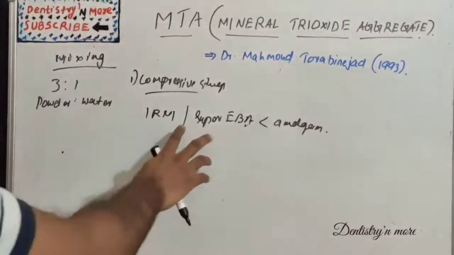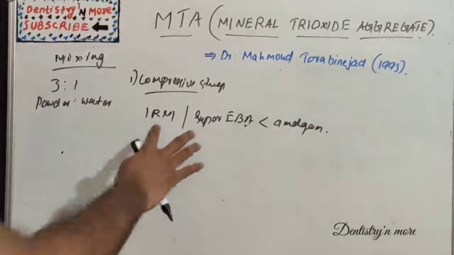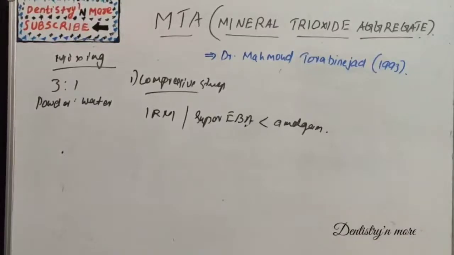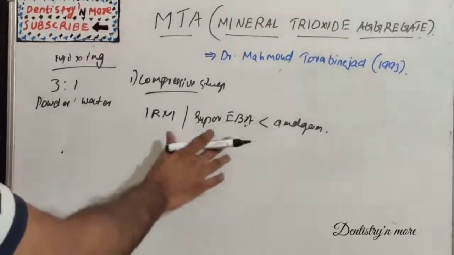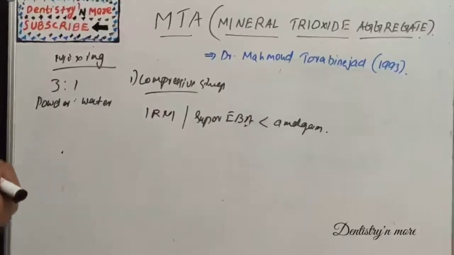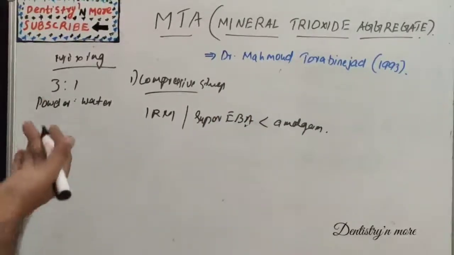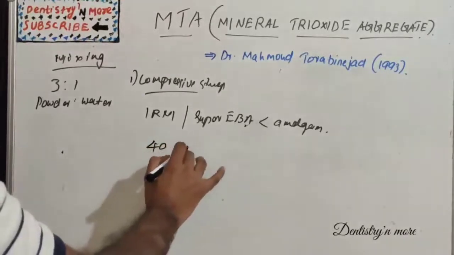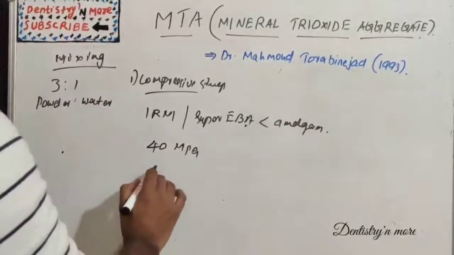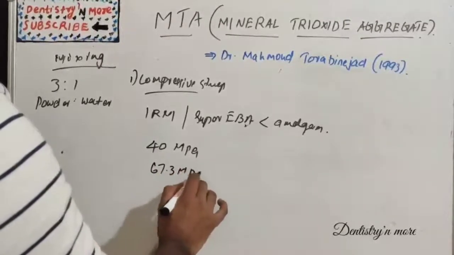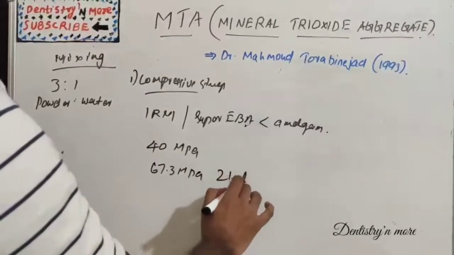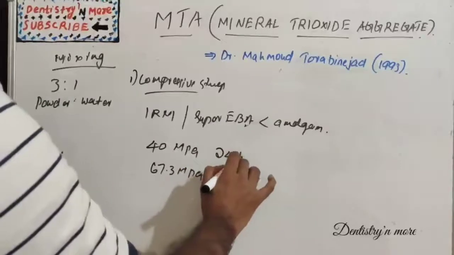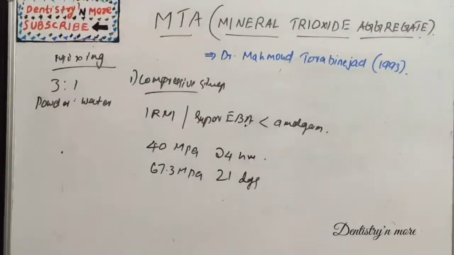This IRM and super EBA are restorative materials, especially root end restorative materials, retrograde filling materials. So the compressive strength is equal to IRM and super EBA but less than amalgam. The compressive strength of MTA within 24 hours of mixing was about 40 megapascal, but it increases to 67.3 megapascal after 21 days. So this is compressive strength. The gray MTA exhibited greater compressive strength than white MTA.